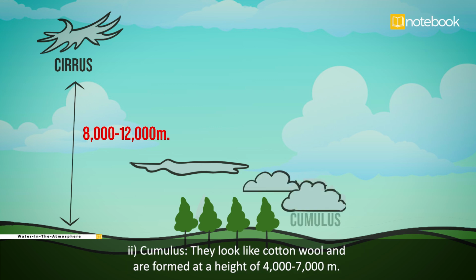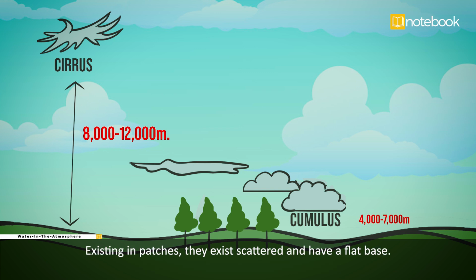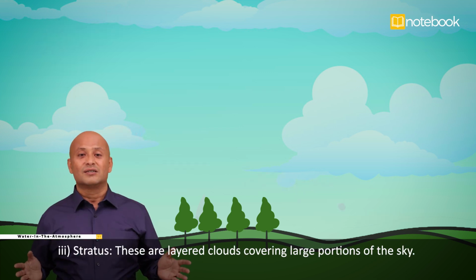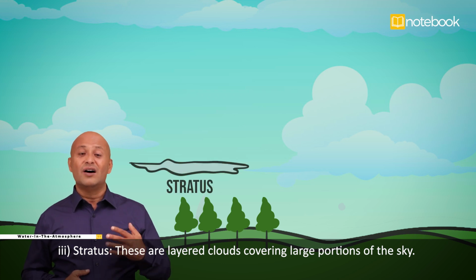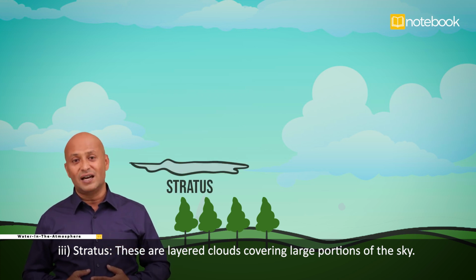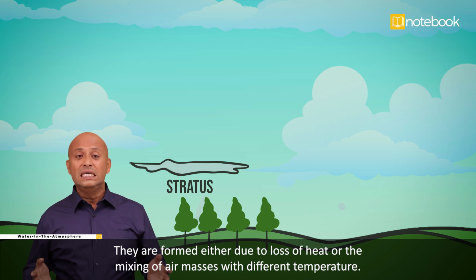Cumulus. They look like cotton wool and are formed at a height of 4,000 to 7,000 meters. Existing in patches, they exist scattered and have a flat base. Stratus. These are layered clouds covering large portions of the sky. They are formed either due to the loss of heat or the mixing of air masses with different temperature.